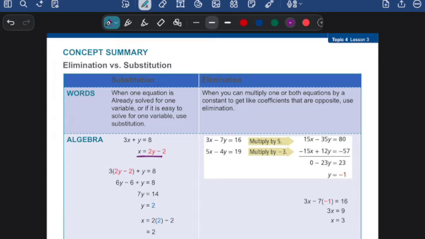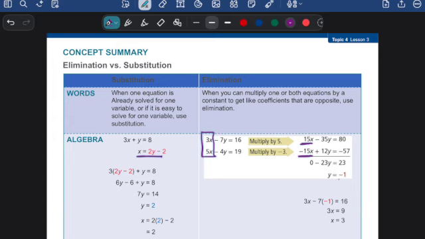One or sometimes both. If you look in this example, you have to multiply both equations to eliminate one of the variables. So we had to multiply, we're eliminating the x variable, so we had to multiply the first equation by 5 to get positive 15x, and then we had to multiply the second equation by negative 3 to get negative 15x. So sometimes you do have to multiply both equations by a constant so you can eliminate one of the variables.